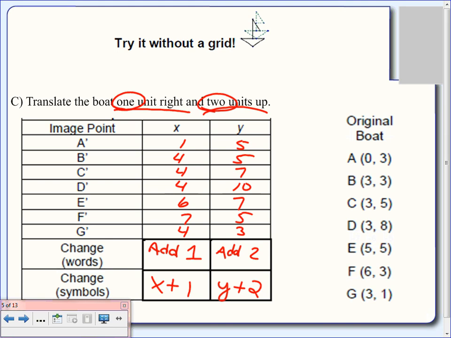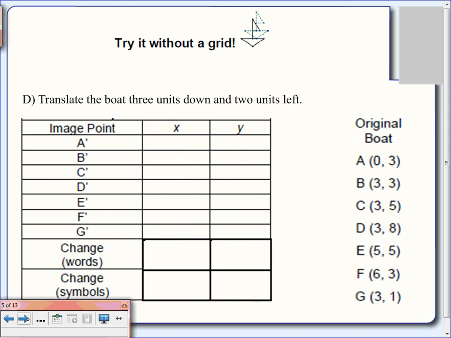All right, so what I want you to do for me is D. D says that we want to translate the boat 3 units down and 2 units to the left. So what are we going to have to do to the X? What are we going to have to do to the Y? Write that down for me at the bottom. Once you've decided what you need to do, then actually do it. Give me the new ordered pairs. Do that one on your own, and then I'll see what you came up with. Three units down, 2 units to the left.